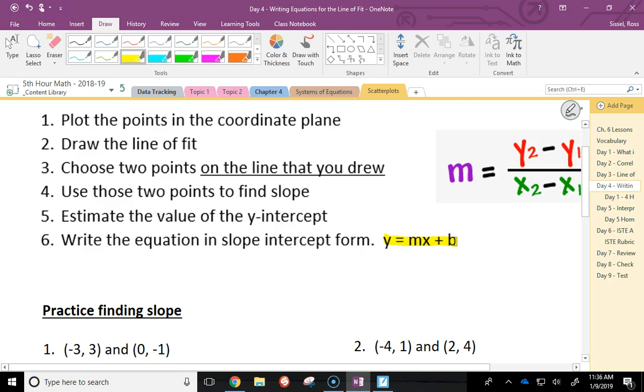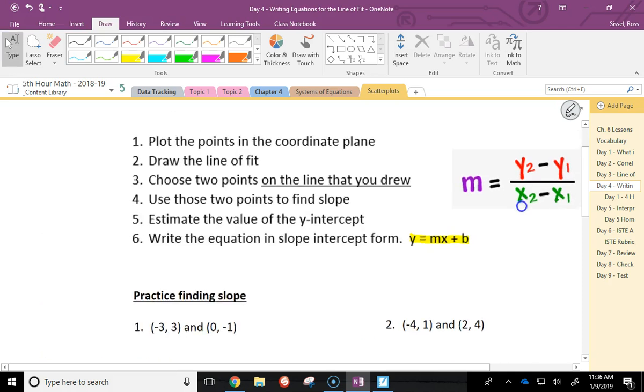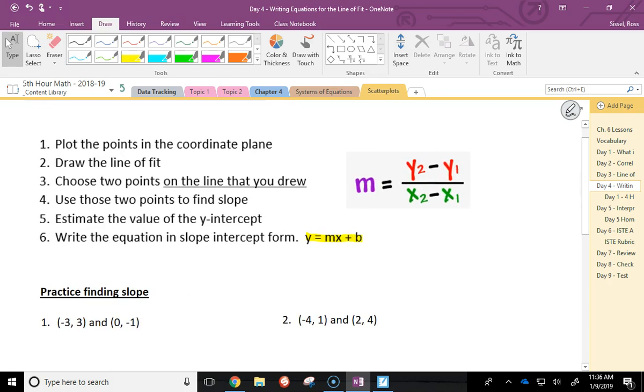So, go ahead and open up your foldable to equations for line of fit. It should look like this. The first thing we're going to do is practice just 2 examples of finding slope. We're going to do number 1 together, and then I'm going to give a sucker out for whoever can do number 2.